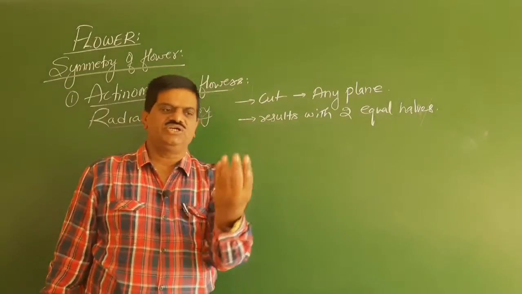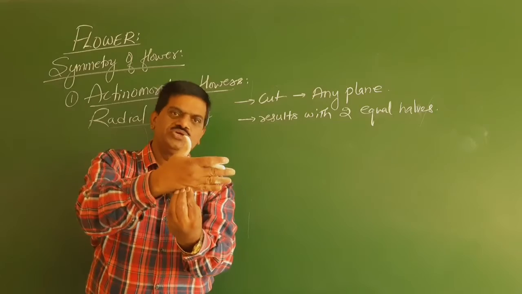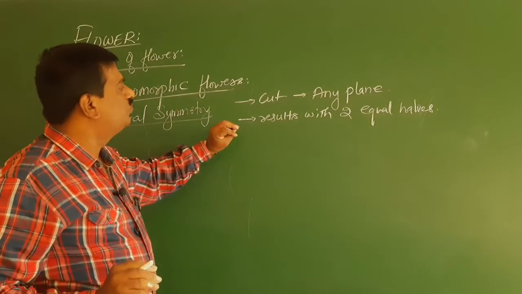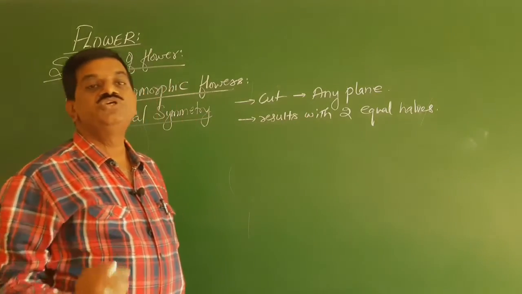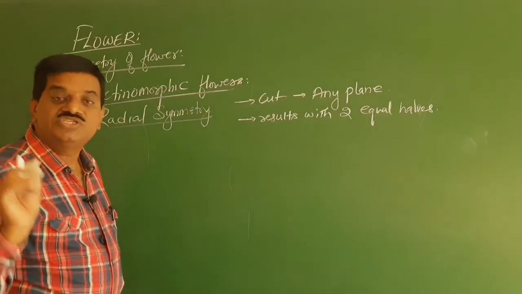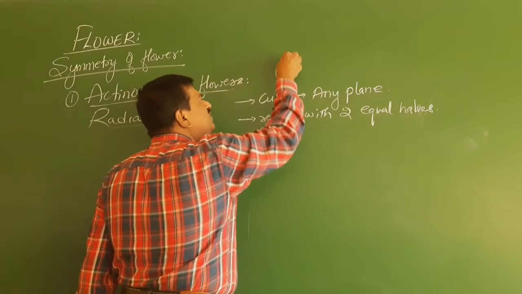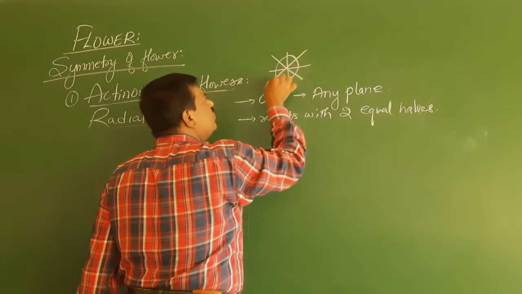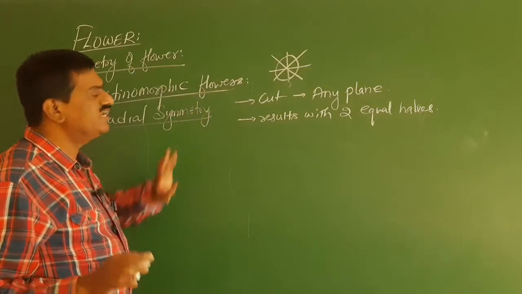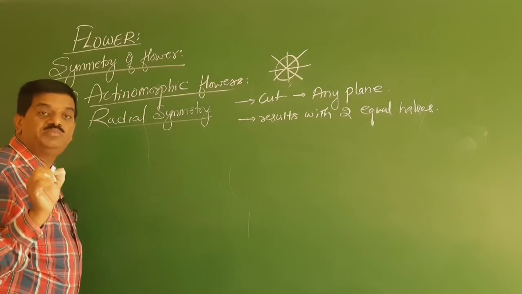So when I take a flower and cut like this, it gives rise to 2 equal halves. Cut like this, it gives rise to 2 equal halves. Cut in this plane also, it gives rise to 2 equal halves. So when you cut in any plane, it gives rise to 2 equal halves. Hence it is called actinomorphic, or radial symmetry. Like a circle, when you cut the flower in any plane, it gives 2 equal halves.